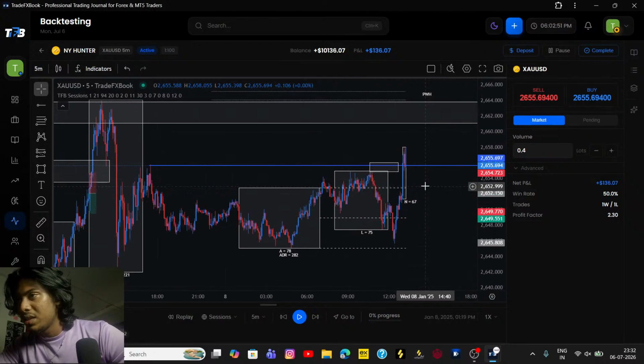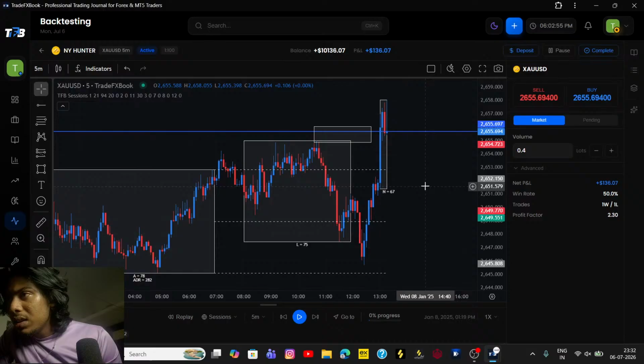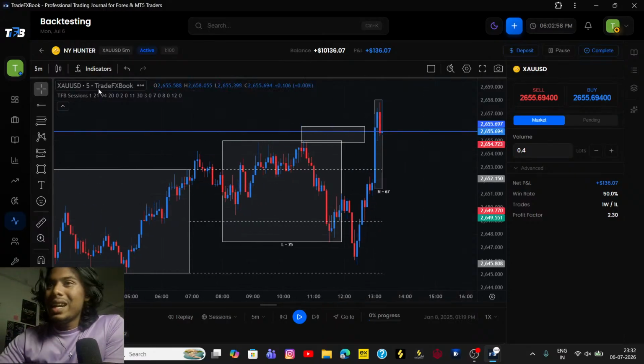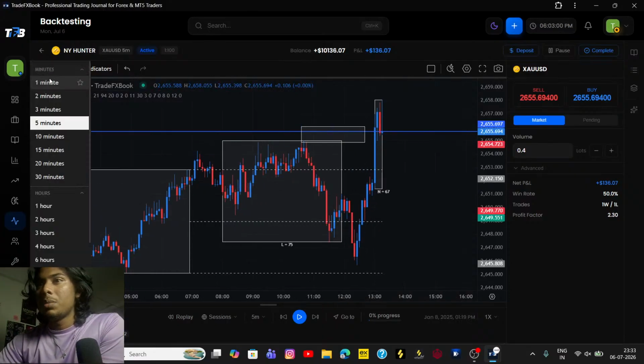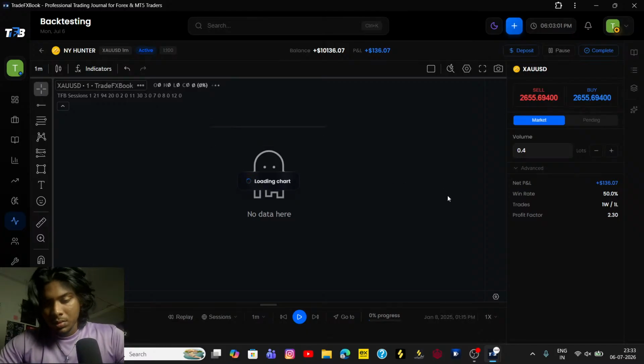Market just swept the whole liquidity. And okay, we have the greatest confirmation. We can literally short from here. Let's short from this zone.